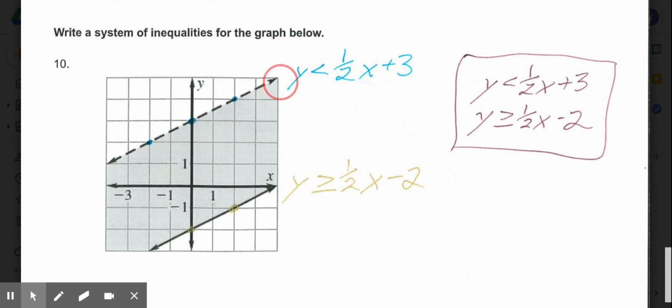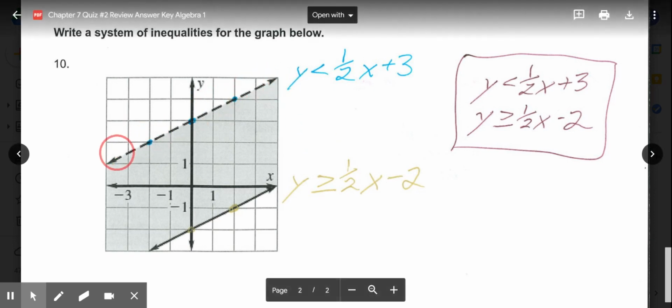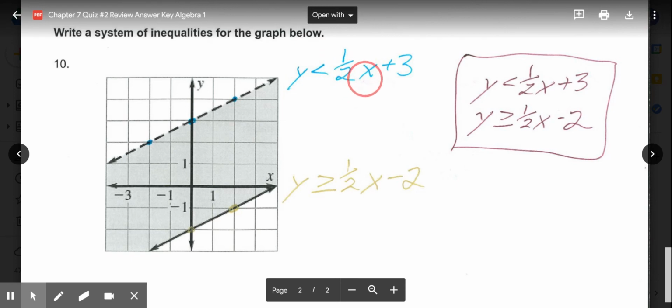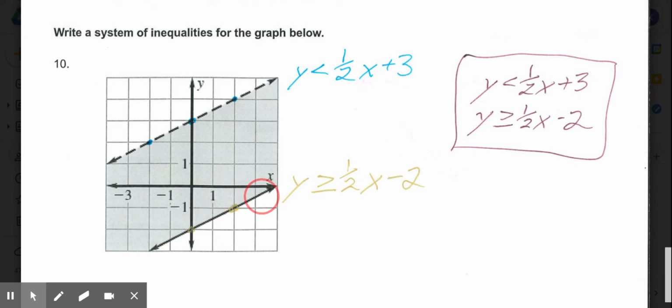So now this dashed line, because it's dashed, we know it's just greater than or less than. They shaded below the line, so y would be less than 1/2 x plus 3. On the bottom one, it's a solid line, so we know it needs the or equal to piece. And they went above the line, so y is greater than or equal to 1/2 x minus 2. So our system would be these two equations right here.